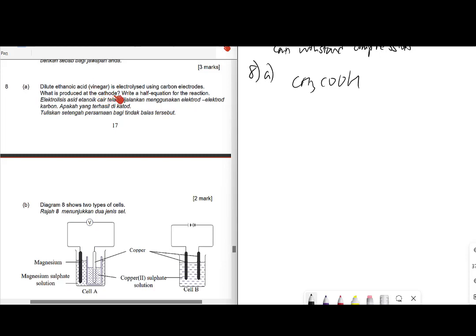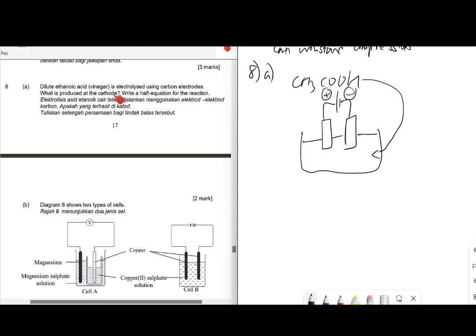Okay, so we will just draw a very simple diagram of how we're going to perform this. We're going to have 2 electrodes here, one plus, one minus. The long one is plus, the short one is minus. All right, and then this will be inside your electrolyte. And these 2 electrodes are made from carbon.